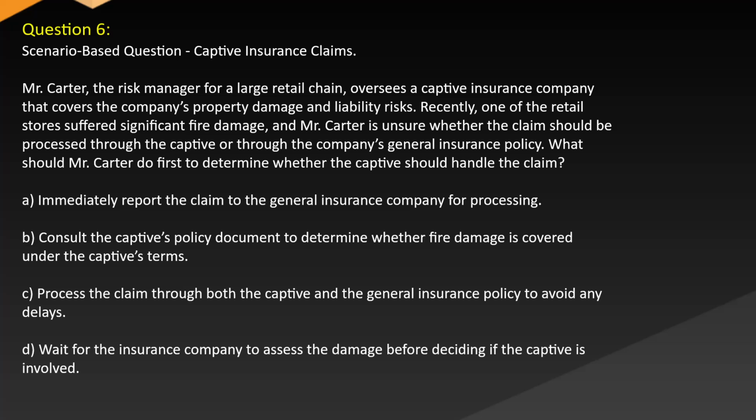A. Immediately report the claim to the general insurance company for processing. B. Consult the captive's policy document to determine whether fire damage is covered under the captive's terms. C. Process the claim through both the captive and the general insurance policy to avoid any delays. D. Wait for the insurance company to assess the damage before deciding if the captive is involved.